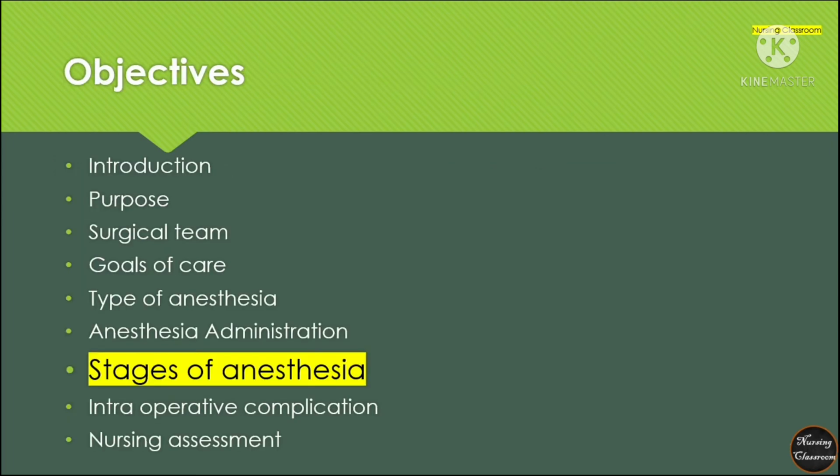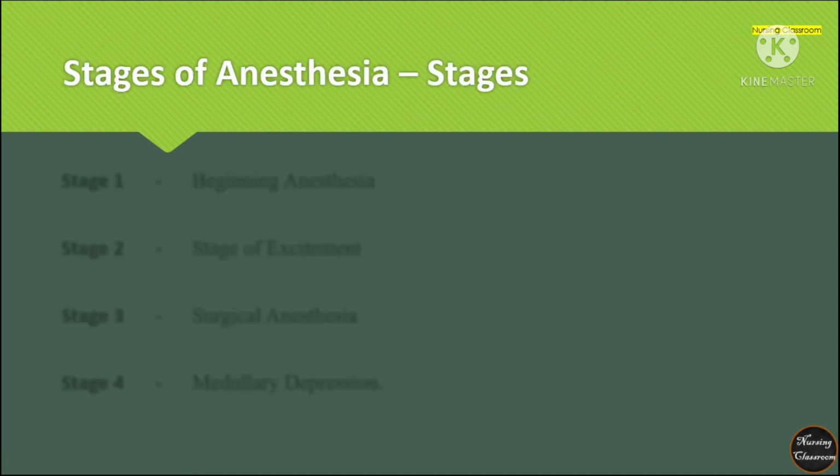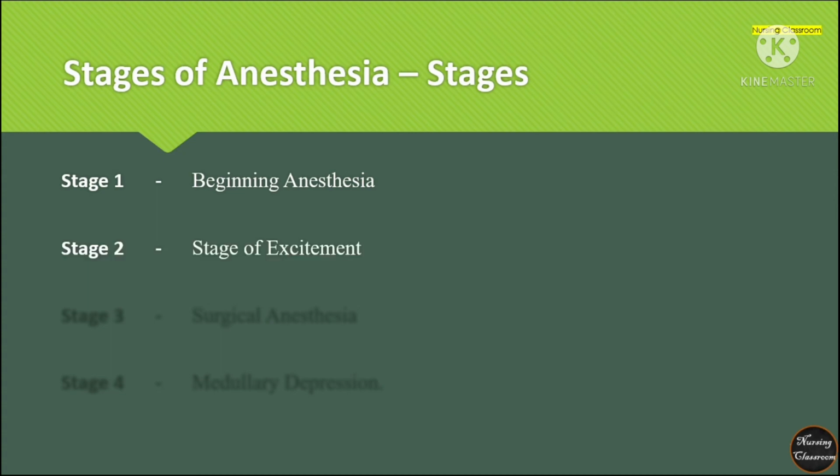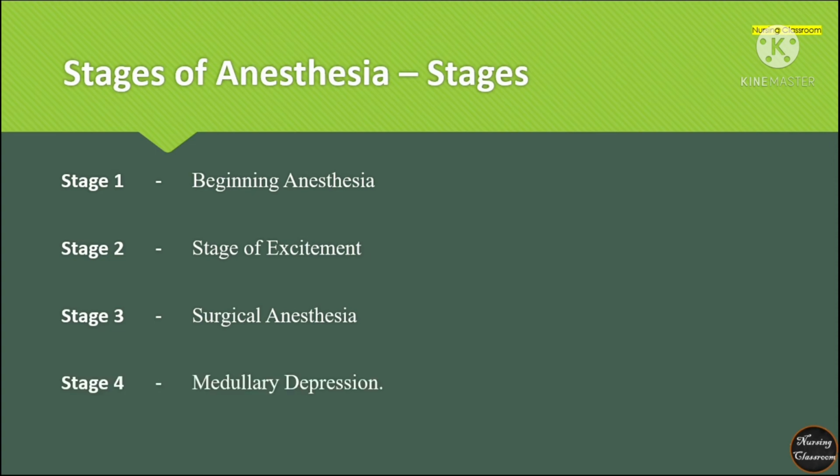Next topic is stages of anesthesia. There are 4 stages in general anesthesia. They are stage 1, beginning anesthesia, stage 2, stage of excitement, stage 3, surgical anesthesia, and the final stage, stage 4, is referred to as medullary depression. Let's see one by one.